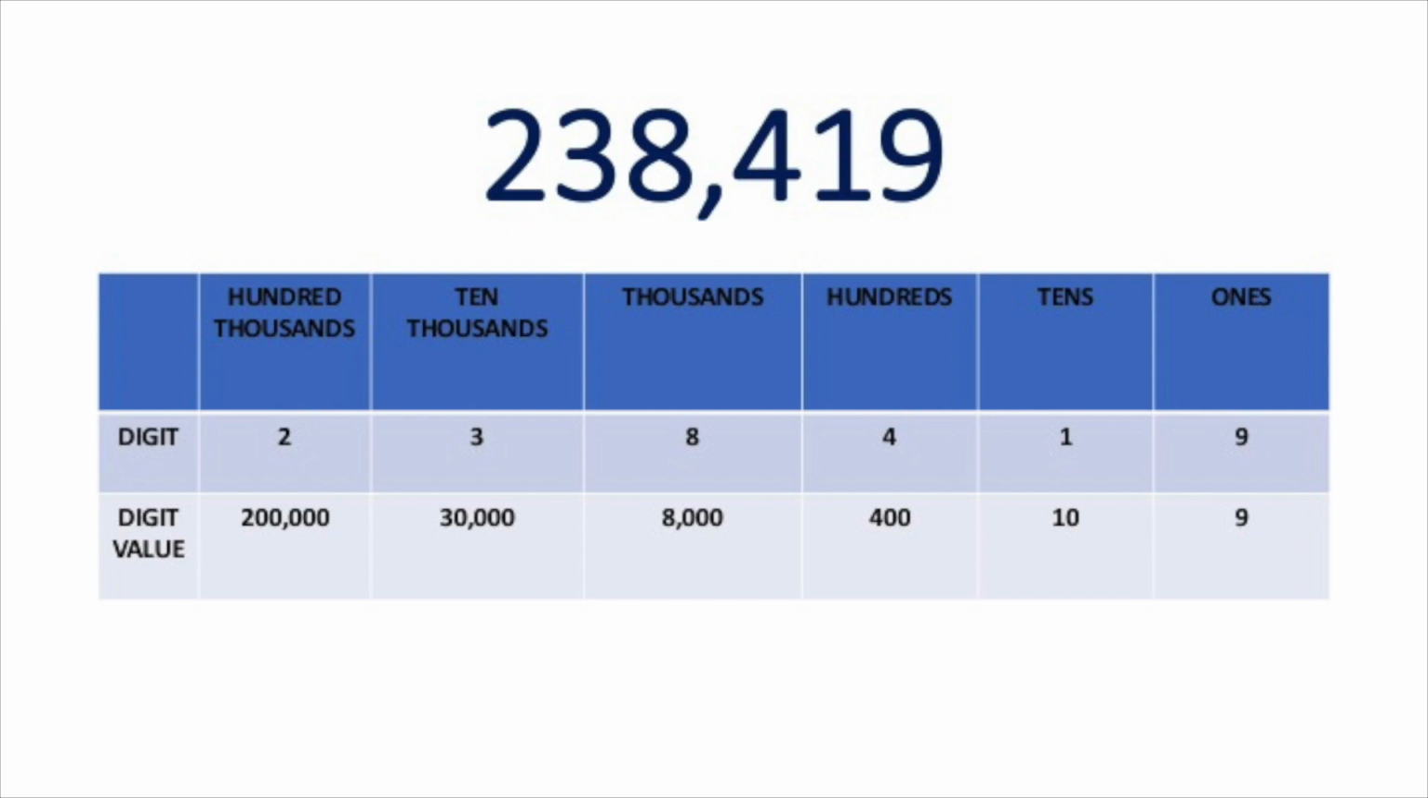238. Excellent. How many hundred thousands? 200,000. How many 10,000s? 3. So 3 times 10,000, 30,000. Look at the digits first, guys. How many thousands? 8. So 8 times 1,000 equals 8,000. How many hundreds? 4 times 100? How many tens? 1 times 10? 10. And how many ones? 9 ones is 9.